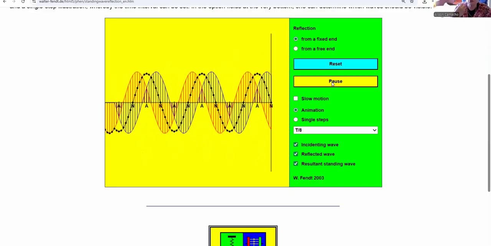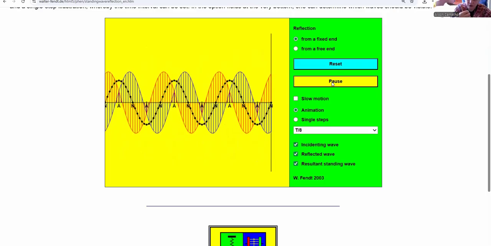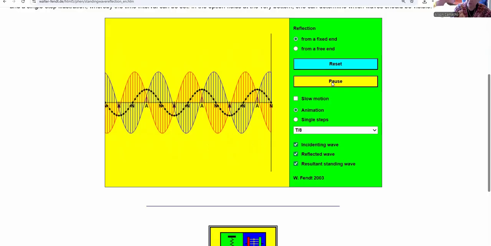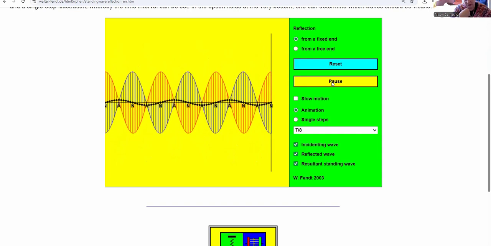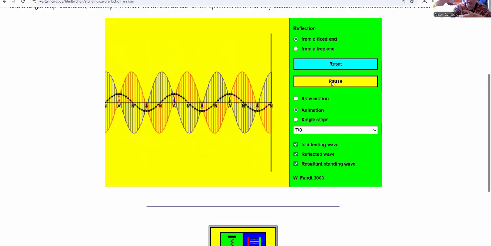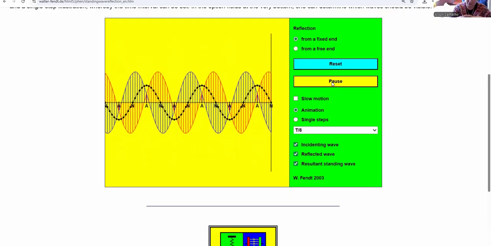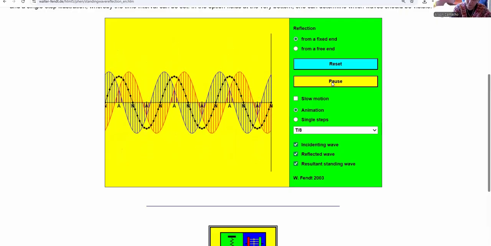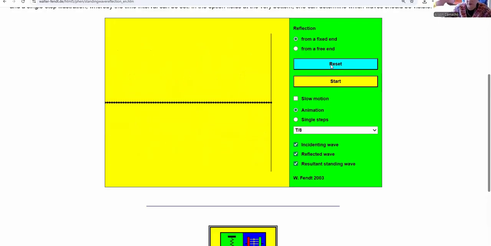Now, because we're describing and explaining, you need to describe that there are nodes, the bits of the string that are nodes, that don't move. And there are antinodes where the two waves constructively interfere and they form a large oscillation. And the energy is stored, it doesn't travel anymore. Okay, so this is what you have to describe.